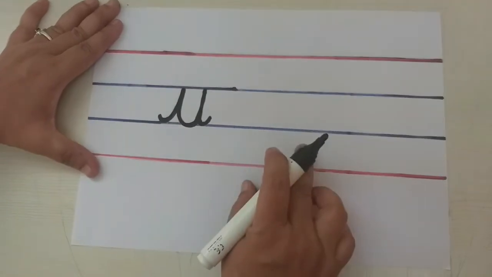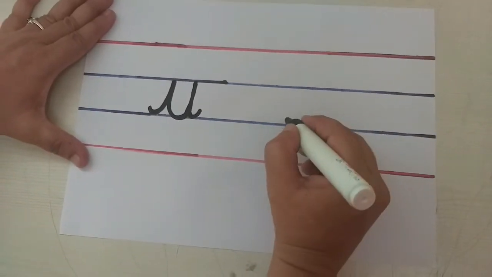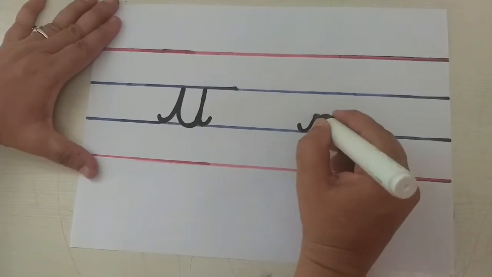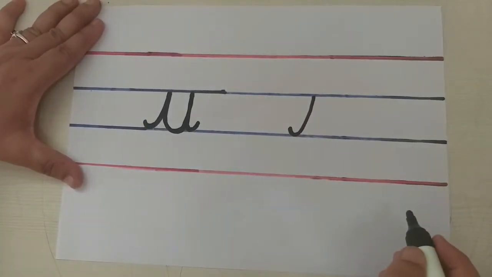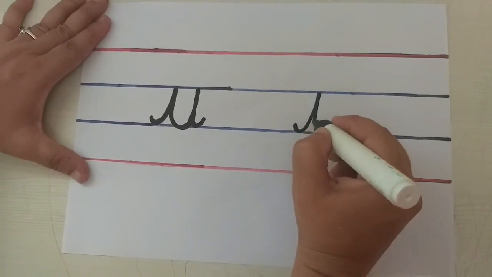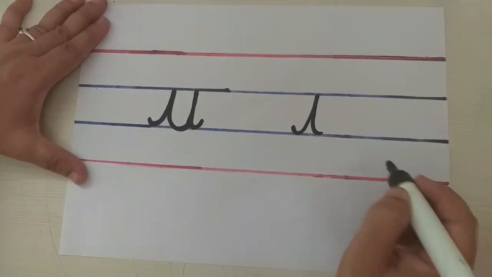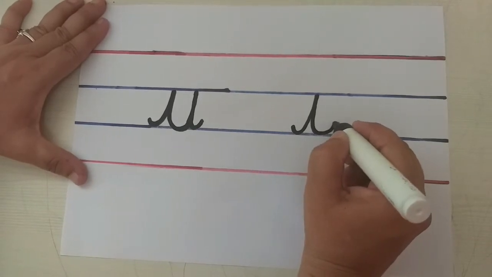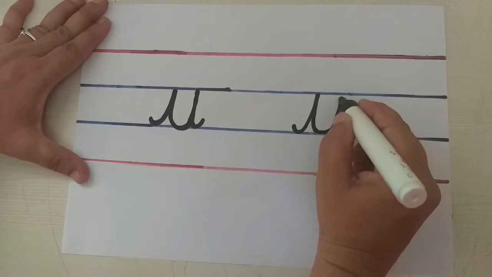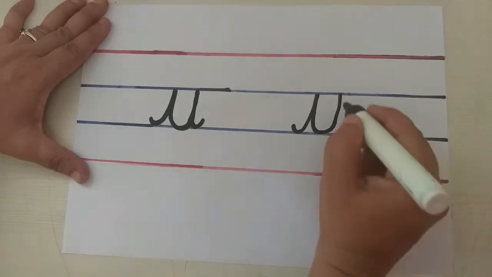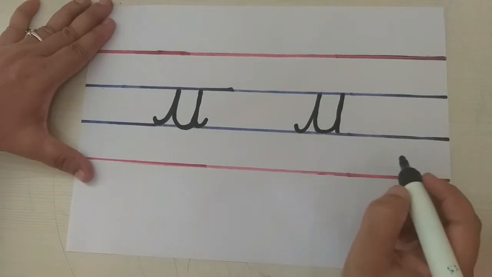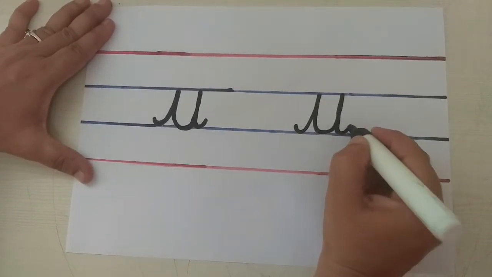Shall we write once again this sign? Yes, take a small curve. Go up to the second blue line. Slanting line, children. Come down to the third blue line. Okay, make a half curve here like that. Now again go to the second blue line. Come down to the third blue line and make a small curve.